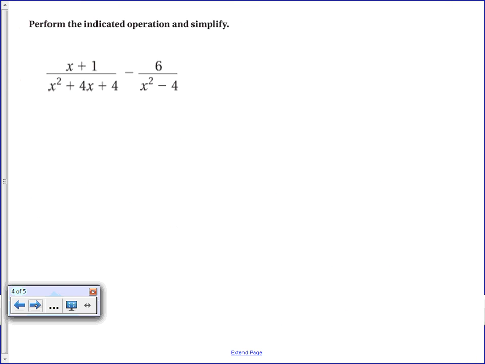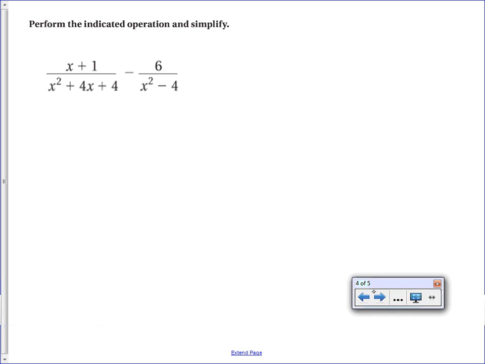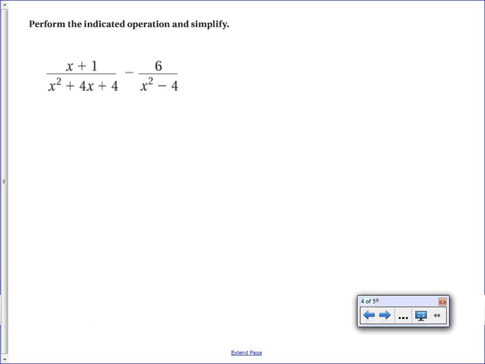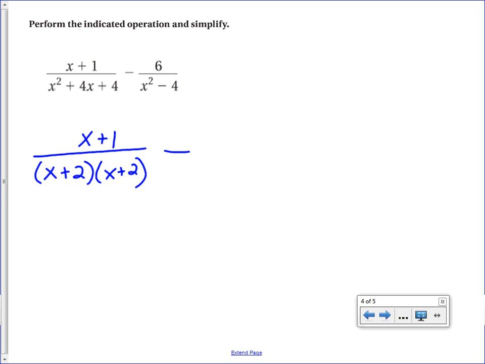Let's try one of these. So, the denominators are not the same, but let's factor them both to see if there's anything that they have in common. So we're going to factor both denominators. The numerator stays. Denominator we rewrite as x plus 2, x plus 2. This denominator we rewrite as x plus 2, x minus 2. Okay. They both share an x plus 2.